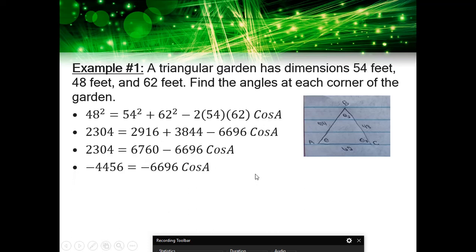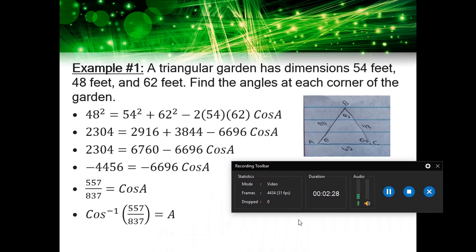And now I'm going to divide both sides by negative 6696 to isolate cosine of A. When I put it into the iPad, it did reduce it for me, and 2 negatives are a positive. And then when we're finding a missing angle measure, we're going to use our inverse cosine. And we're going to switch A and the ratio. Make sure that you're in degree mode before you finish your calculation. But the calculator returns for me about 48 degrees when it's rounded.